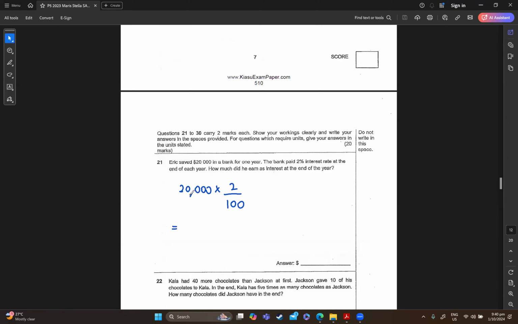Okay. So what you can do is you can either do the cancellation, or first you want to just take 20,000 times 2, which is 40,000. Then you cancel the zeros. So the answer is simply 400.